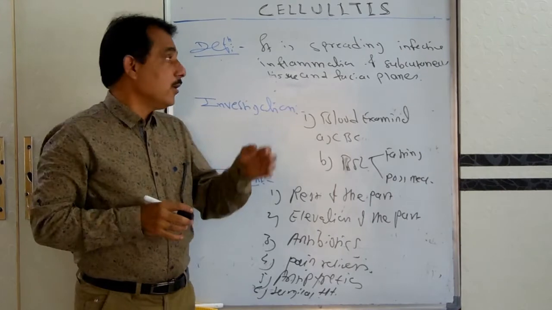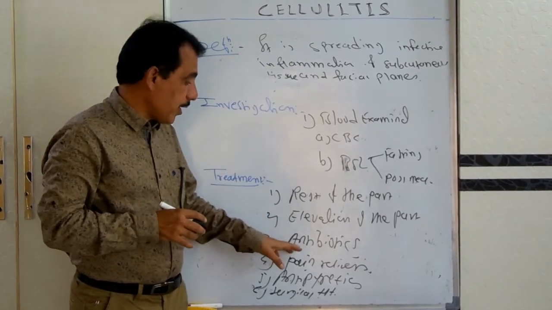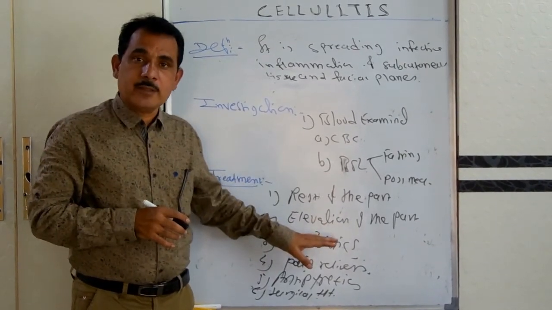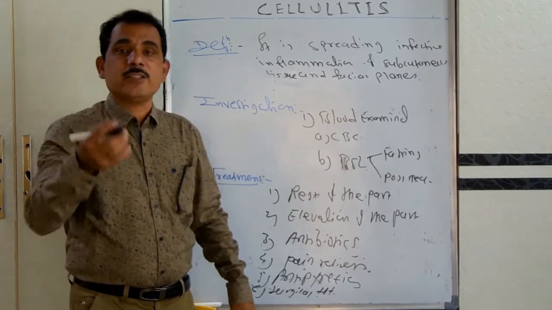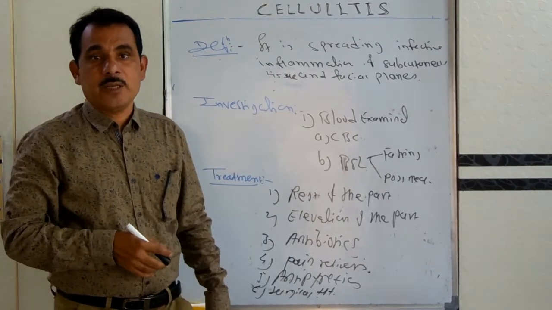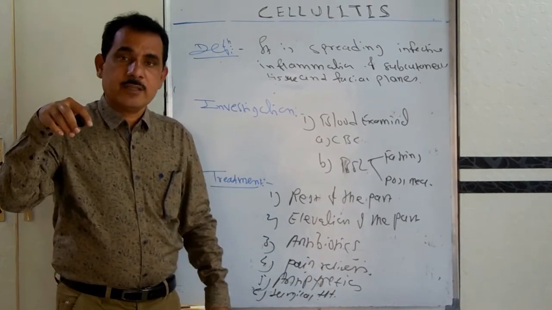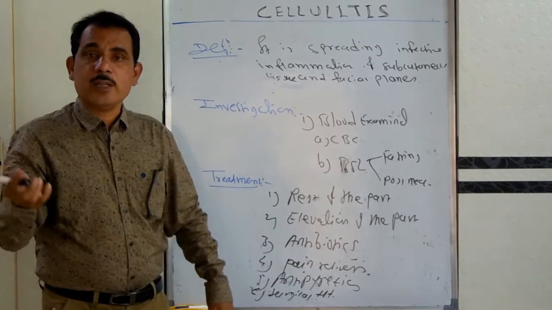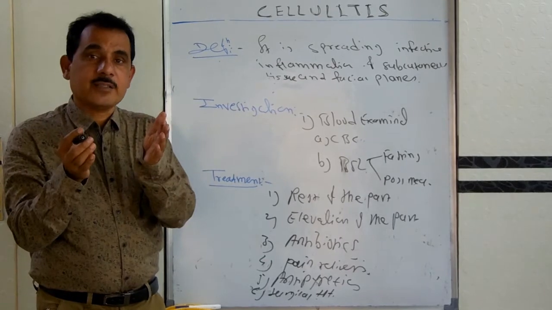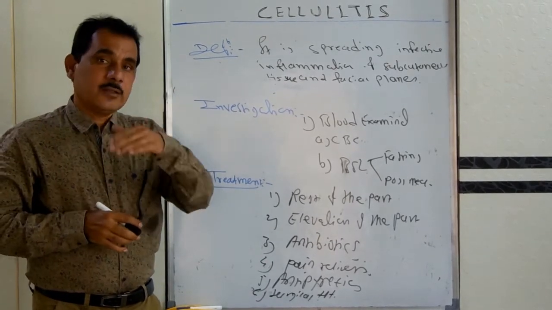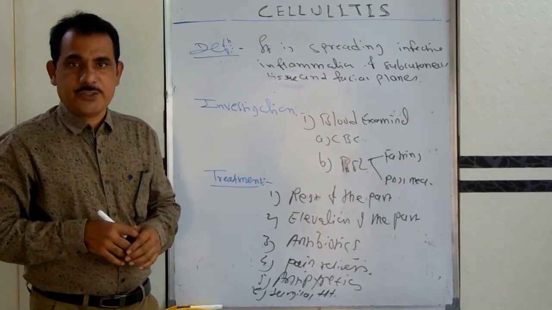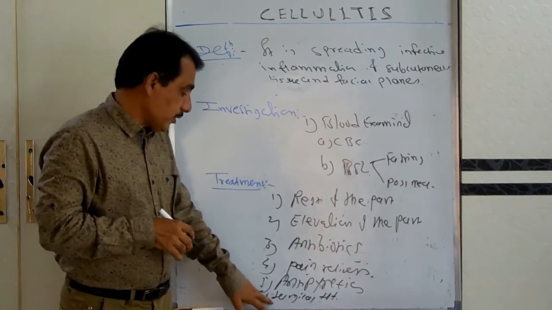Second, if the cellulitis is not healed by giving antibiotics and these other treatments, or if there is recurrent cellulitis occurring in the person, then you have to take an incision, isn't it? You have to incise and drain out the pus collected inside the tissue, or clean the wound by taking the incision. So, surgical treatment.